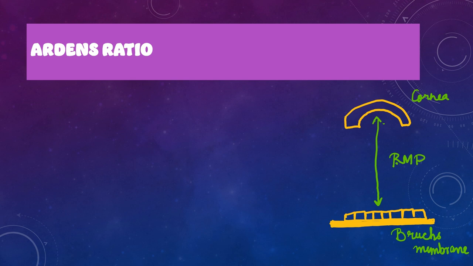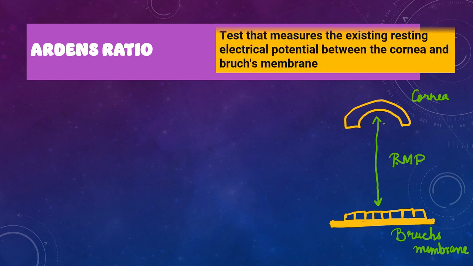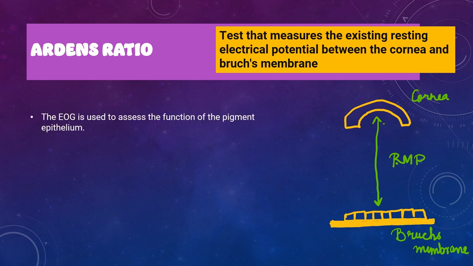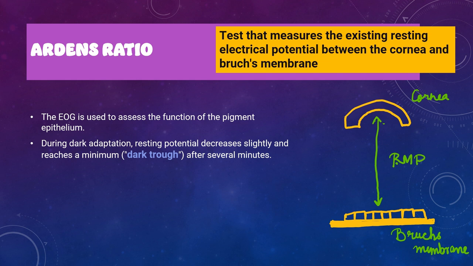So let us now try to understand what is meant by this Arden's ratio. Basically, in the eye, we have the cornea and the Bruch's membrane, which have different polarity. Because of that, you have a resting membrane potential between the cornea and the Bruch's membrane. Our electrooculogram is a test that measures this existing resting membrane potential between these two structures, and thereby it calculates the functionality of the retinal pigment epithelium. I will not go into the details of this test in this video.